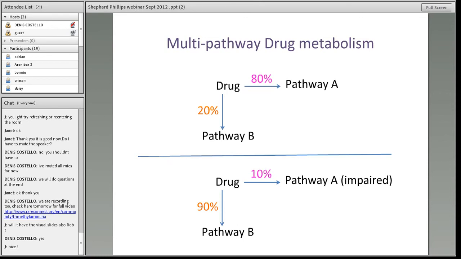So if pathway A is functioning, that's absolutely fine, and it doesn't matter if pathway B doesn't work so well. It's kind of an additive effect. The drug will go down the pathway that it can, and if it's a good pathway, it doesn't matter if another pathway is not working quite so well. If pathway A is impaired, however, and you push the drug through another pathway, you might get a different effect.